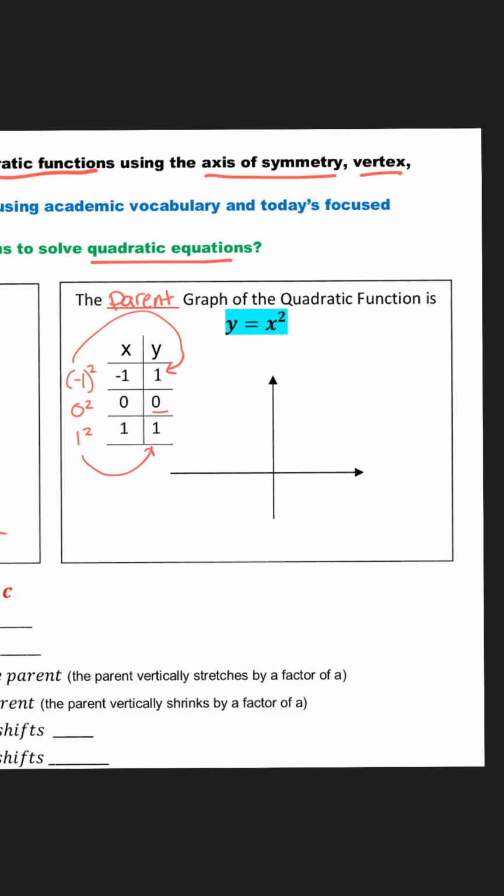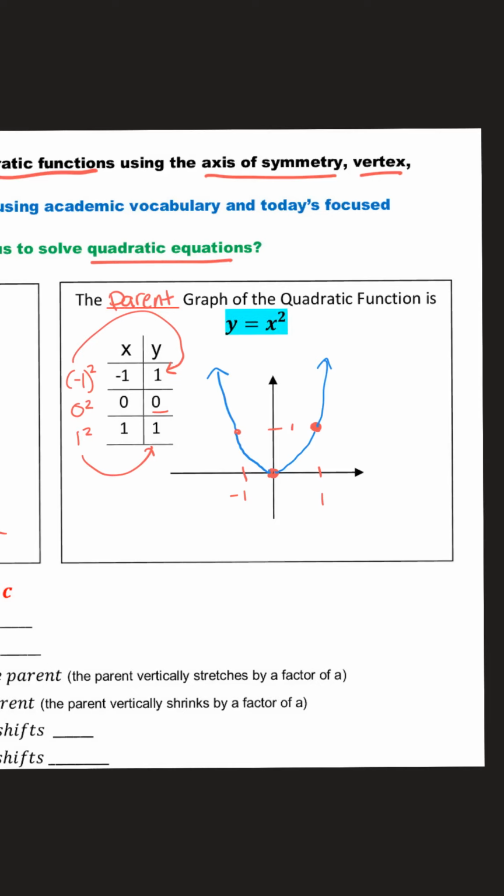Now let's just graph these points. Here's -1, here's +1, -1 and 1 is right there. And how about 0, 0, that's right here. And then 1, 1, here's +1, there we go. And connect those dots. We don't want to make harsh arrows, like you don't want a V, you want a U shape. So this is the parent function.